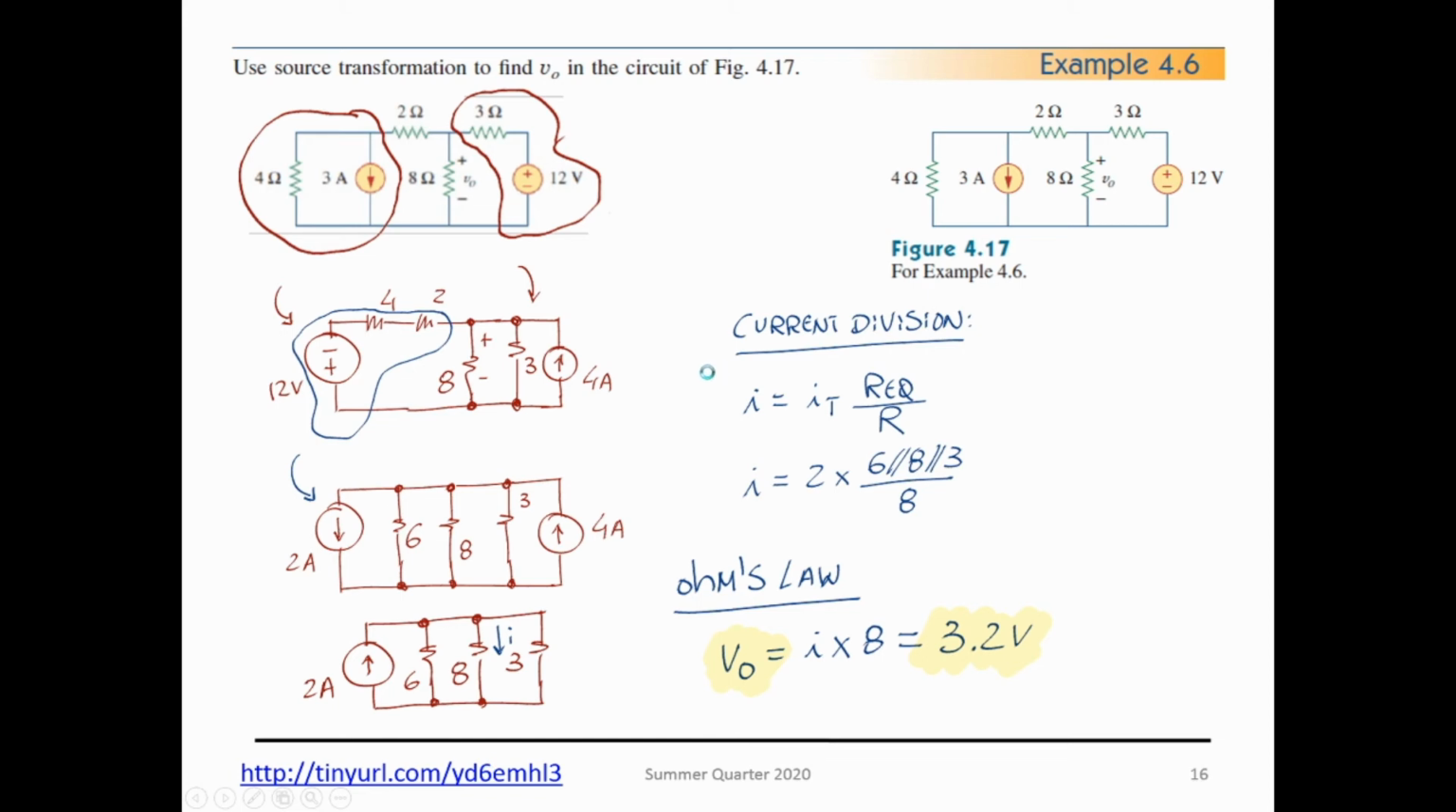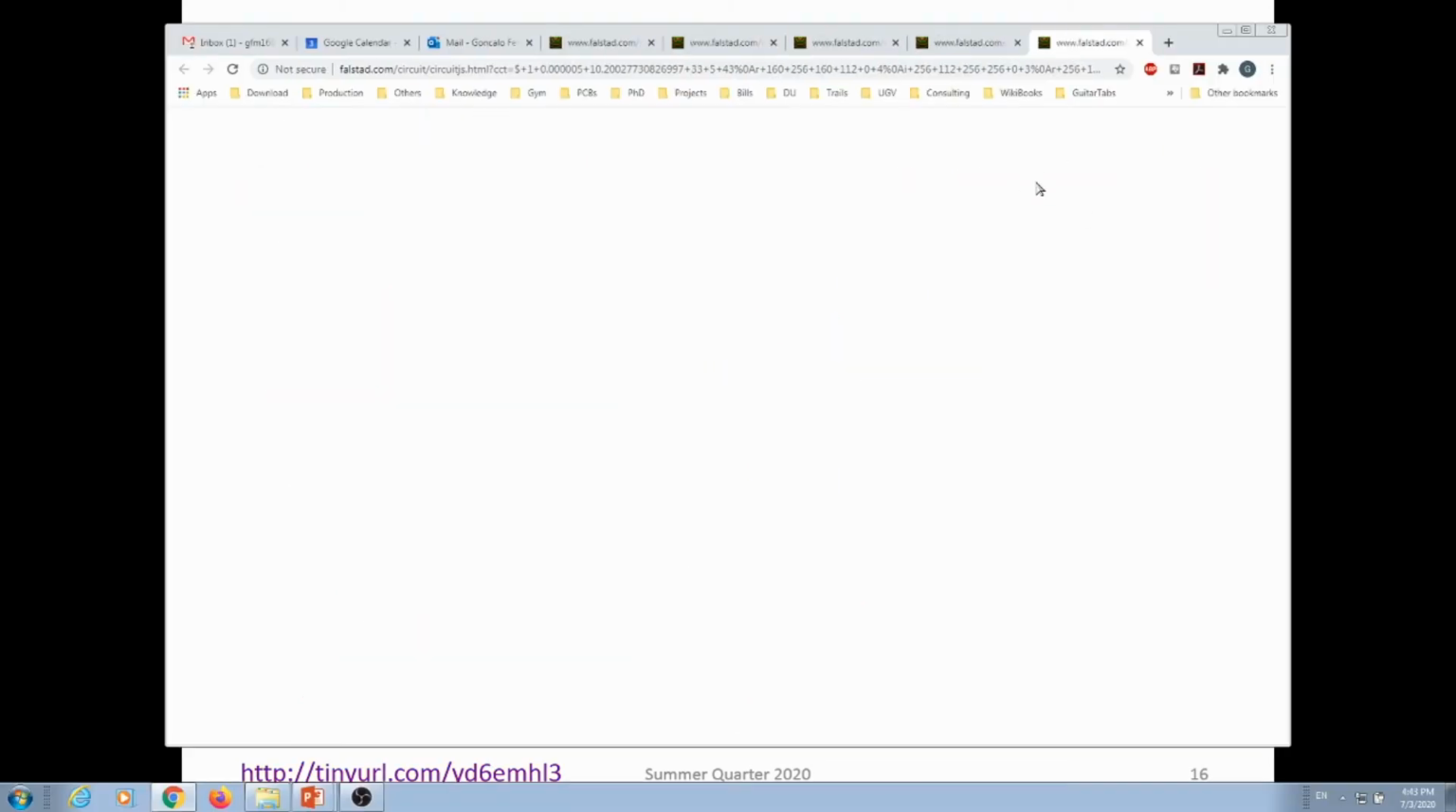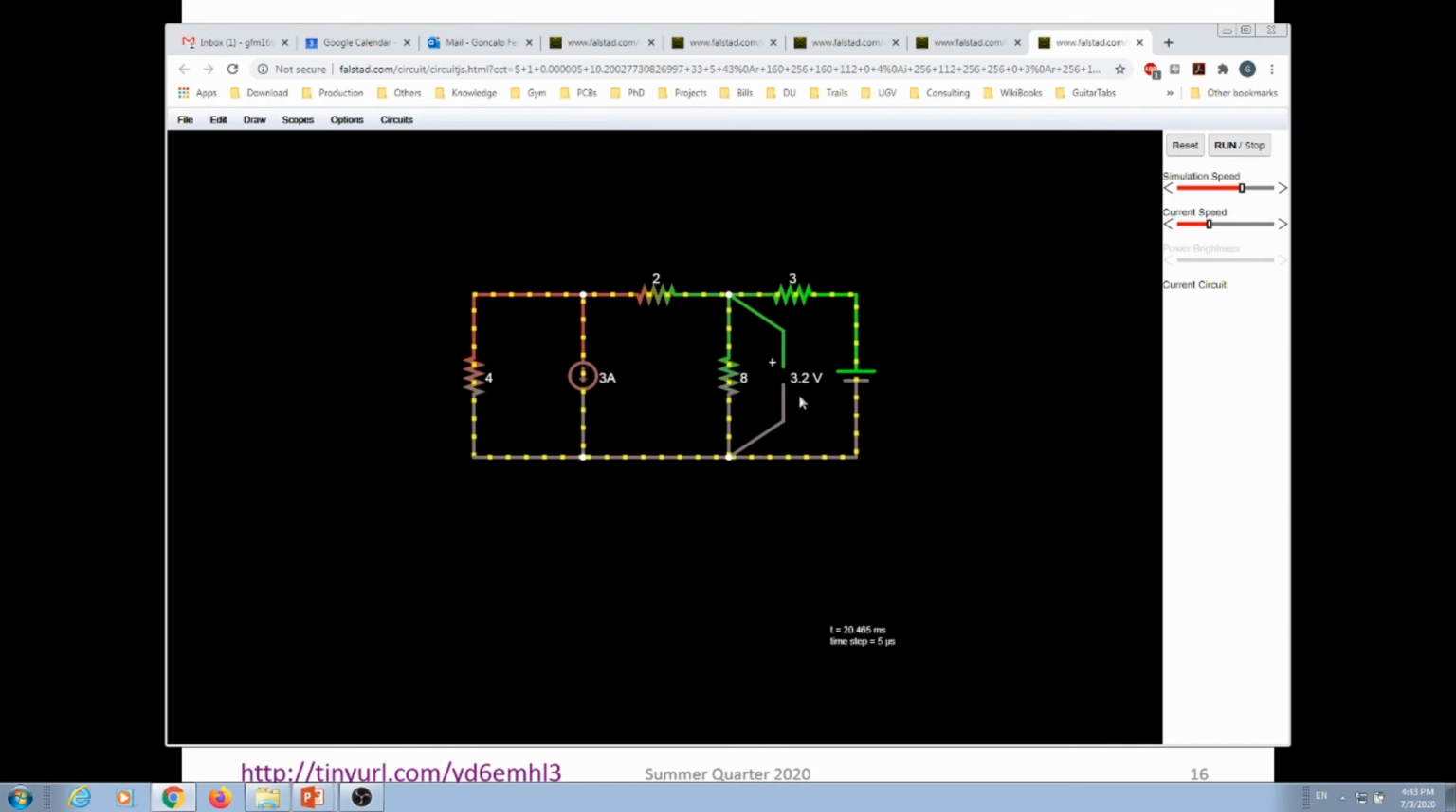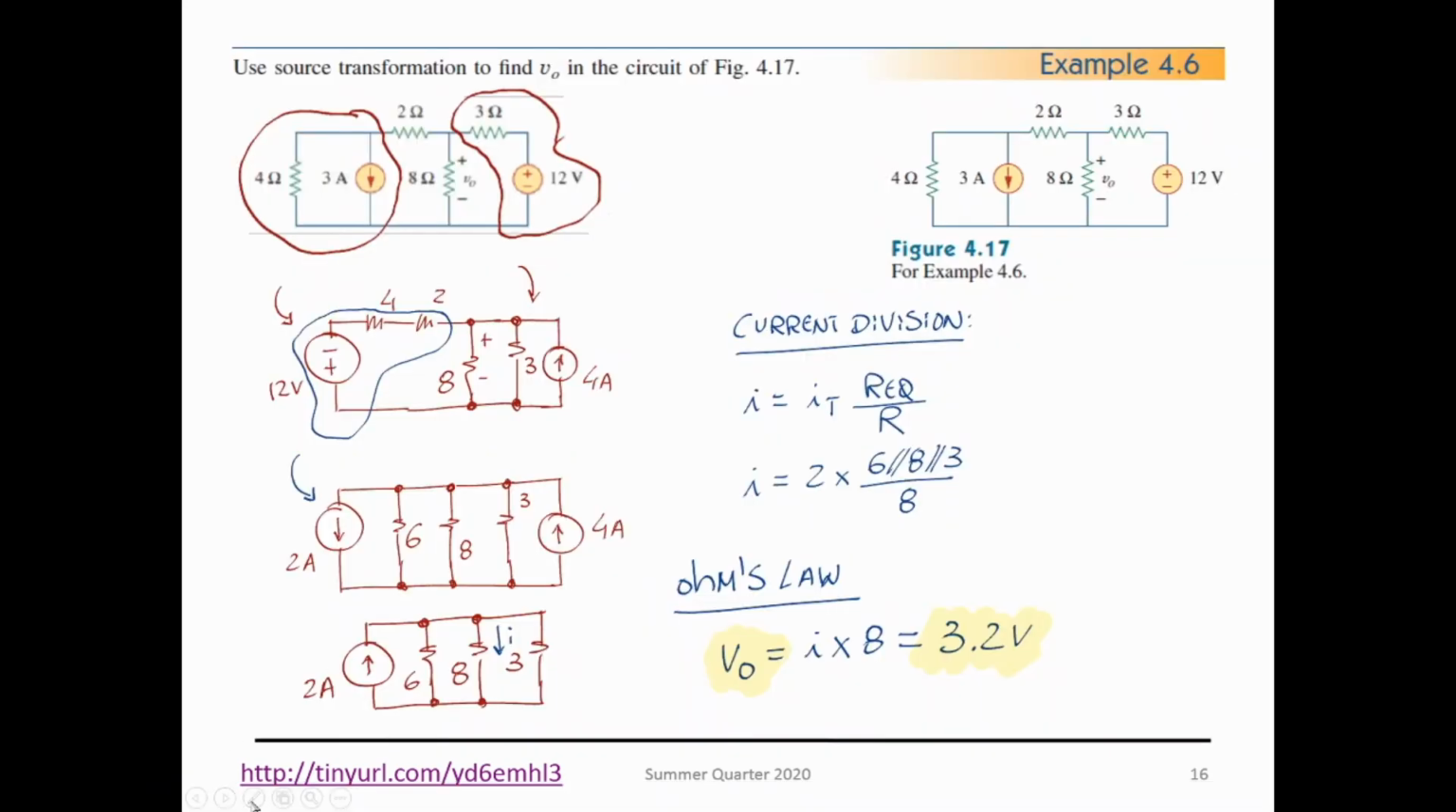So if we simulate this, the circuit that is on the top, you will see that you have exactly 3.2 volts as an answer. All right.